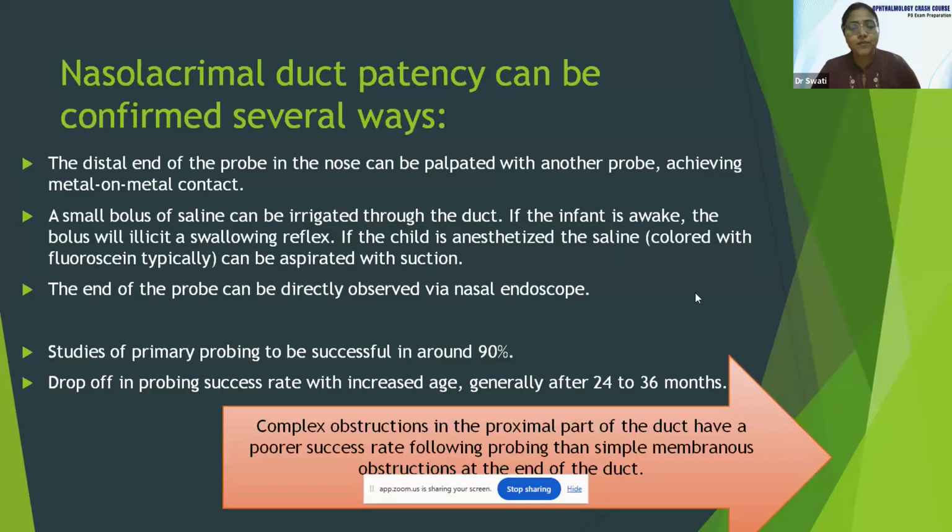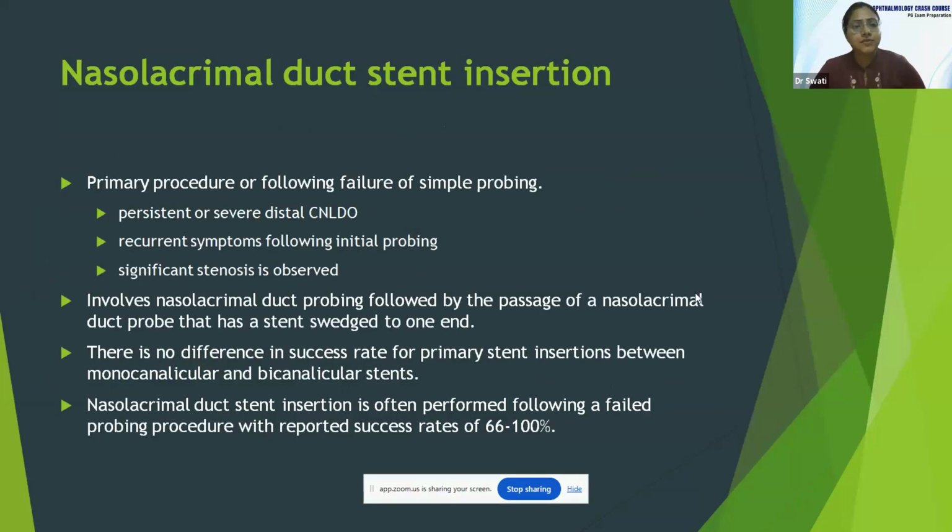In complex obstructions in the proximal part of the duct, there is poor success following probing. NLD intubation can be a primary procedure or follow failure of simple probing, like in persistence of severe distal CNLDO, recurrent symptoms following initial probing, or a significant stenosis. It involves nasolacrimal duct probing followed by the passage of a nasolacrimal duct probe that has a stent attached to one end. There is no difference between monocanalicular or bicanalicular stent insertion. But NLD intubation following a failed probing has been reported to give a success rate of 66 to 100%.